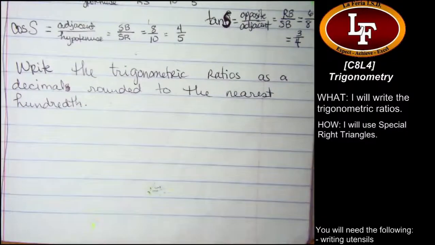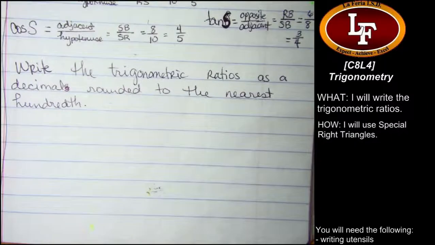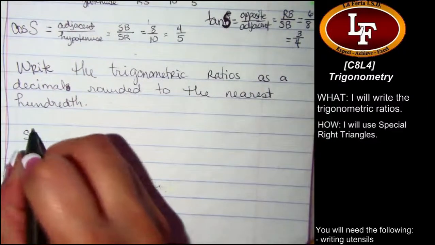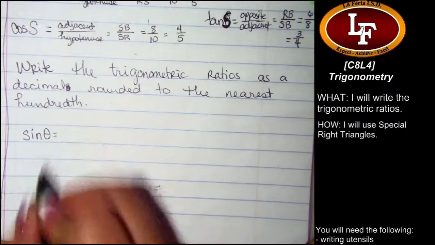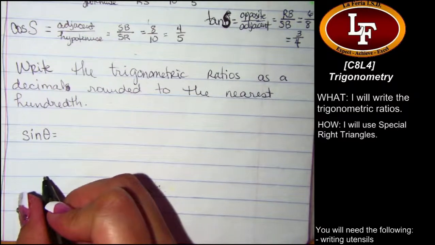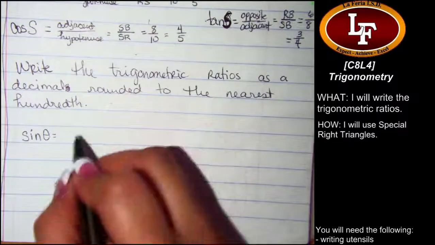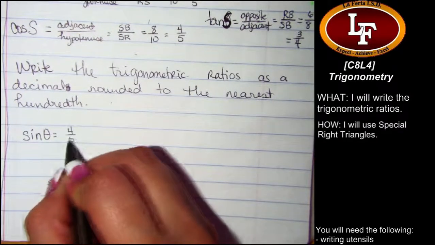Now if you look back at the work yesterday, the very first trigonometric ratio at the top of the page is sine of theta. Yesterday's calculation gave us sine of theta as 4/5.